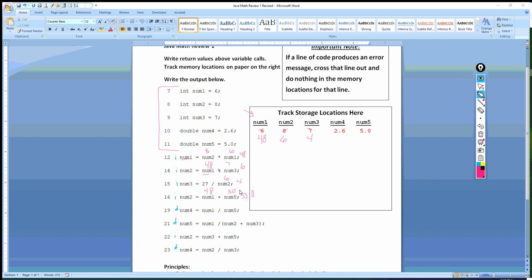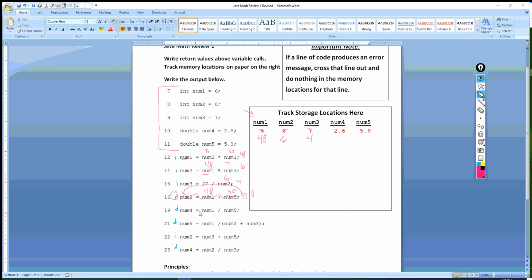Now we're going to take this and we're going to try to store it in num2, which is an int. Well, doubles are bigger than ints, and so they won't fit inside of an int. So therefore you get an error message. So what we do is we cross that off, and we don't do anything in the memory locations.